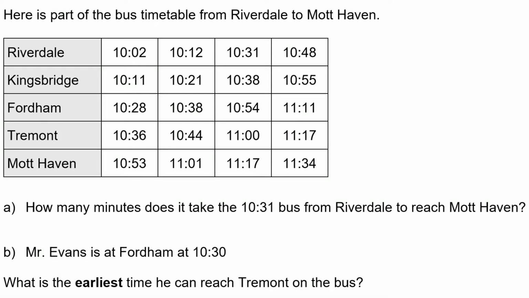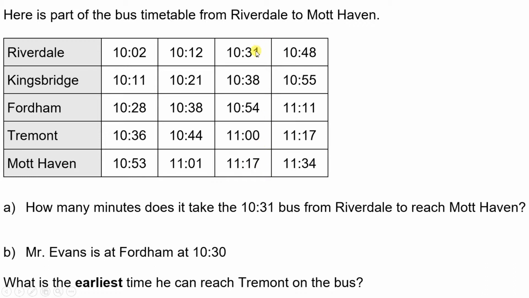Here is part of the bus timetable from Riverdale to Mott Haven. How many minutes does it take the 10:31 bus from Riverdale to reach Mott Haven? So we read along from Riverdale, find the 10:31 bus, and it's going all the way to Mott Haven, so all the way to the end. It's going until 11:17. So we need to find the difference between 10:31 and 11:17.